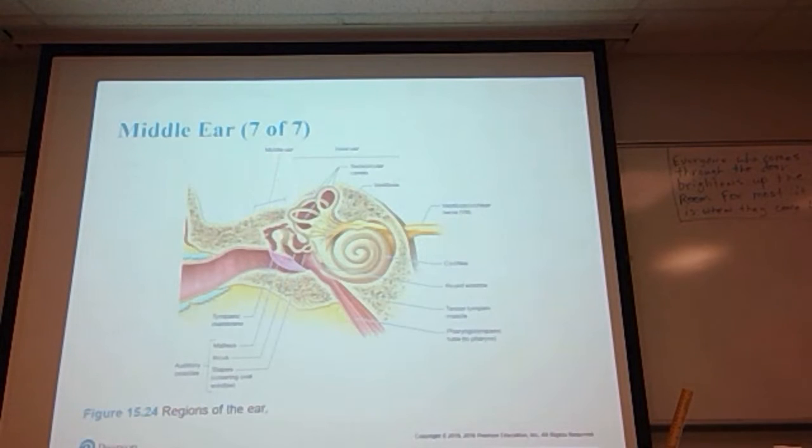And again, here is the middle ear. There's the tympanic membrane, the hammer, the anvil, and the stirrup, the malleus, the incus, and the stapes. The stapes is sitting in a structure called the oval window.